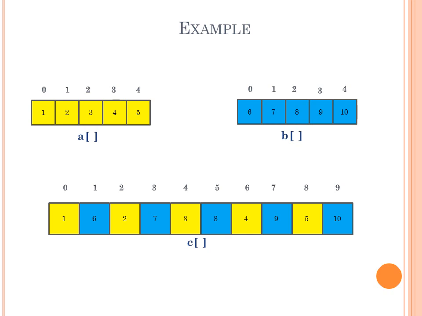The technique behind performing this merging is the concept of even and odd index. As you can see, the even index of C, that is 0, 2, 4, 6 and 8, holds the element of A. So it means that if the index of C is even, we put the element of A. And if the index of C is odd, that is 1, 3, 5, 7 and 9, we put the element of B. So by using this method, we are going to solve this example.